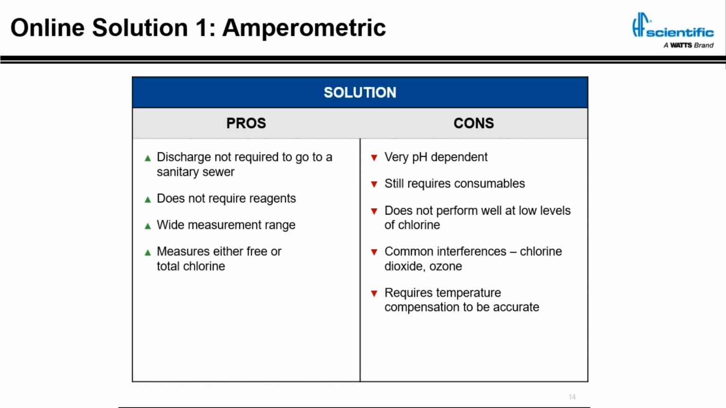Additionally, it doesn't perform well at low levels of chlorine. So, when we're trying to measure dechlorination or trying to see zero, it doesn't perform well there, or in wastewater, because you can actually foul the membrane. The common interferences here are going to be chlorine dioxide and ozone and other oxidants. It does require temperature compensation because it uses a membrane, and so how quickly the sample diffuses across the membrane is going to be temperature dependent.